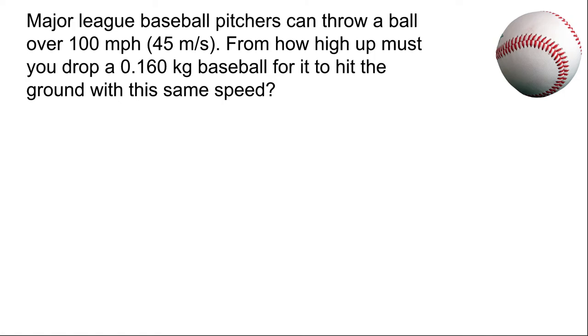In this situation, we are trying to drop a ball from a certain height so that when it hits the ground, it's traveling just as fast as a Major League Baseball player could pitch it at 45 meters per second. So this is a change in vertical height, and so we should definitely be thinking about gravitational potential energy. But let's go through the steps here.